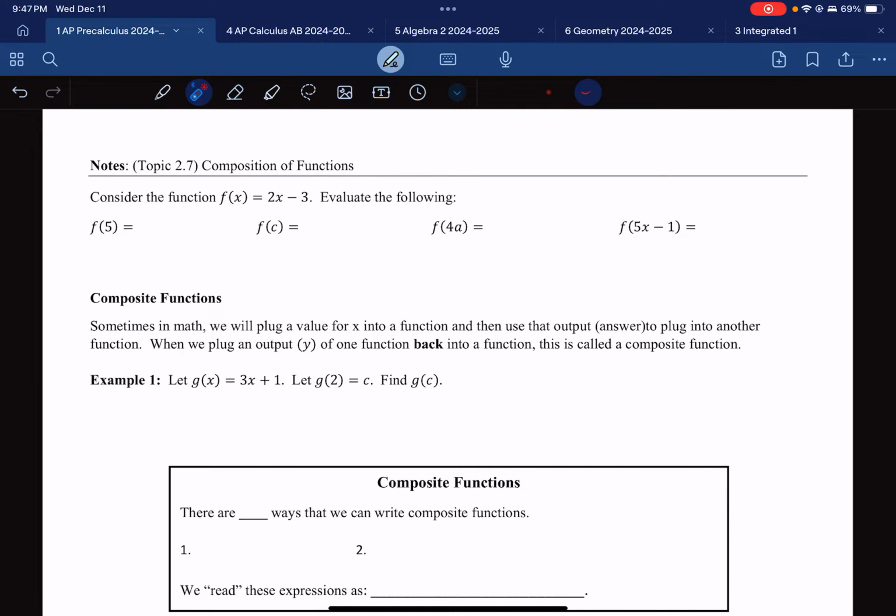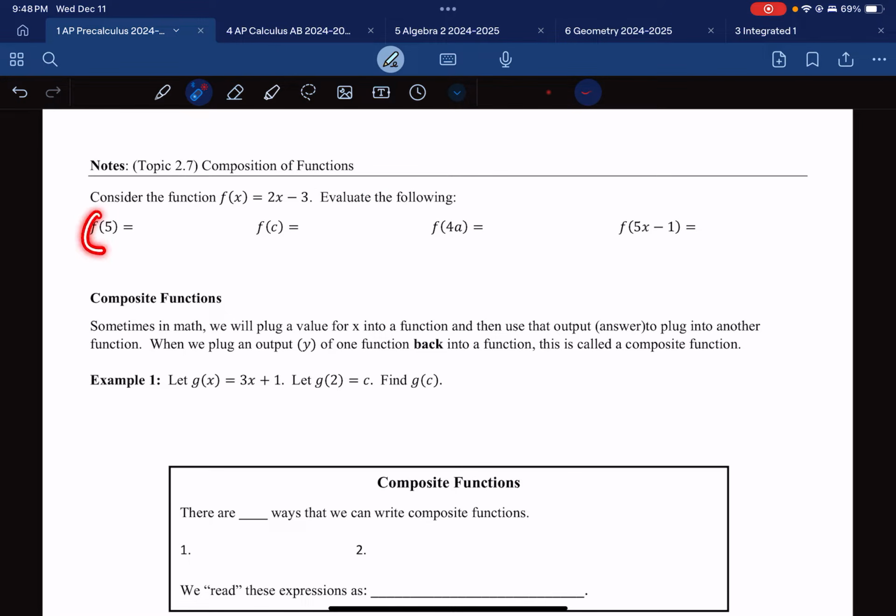This is AP Precalculus Notes for Topic 2.7, Composition of Functions. Let's start with some review to make sure that we're all on the same page. Consider the function f of x is equal to 2x minus 3, and we're going to evaluate the following. When you see this word evaluate, that just means plug in and simplify.